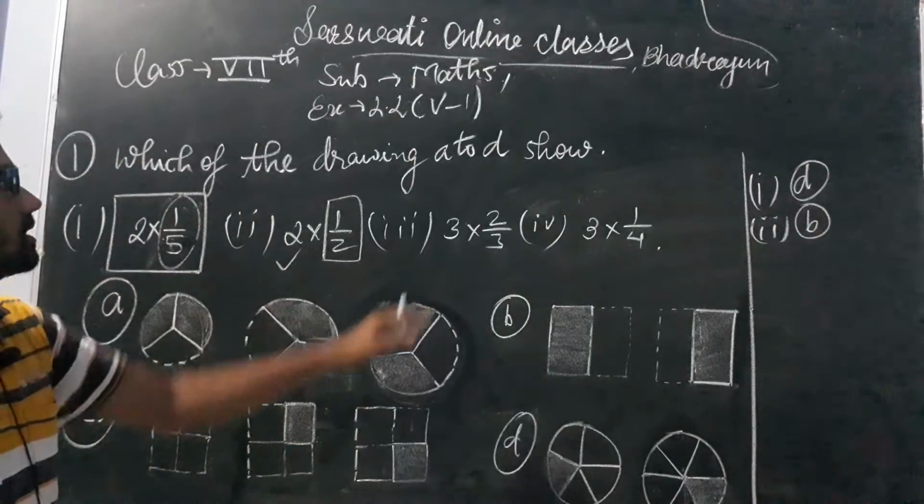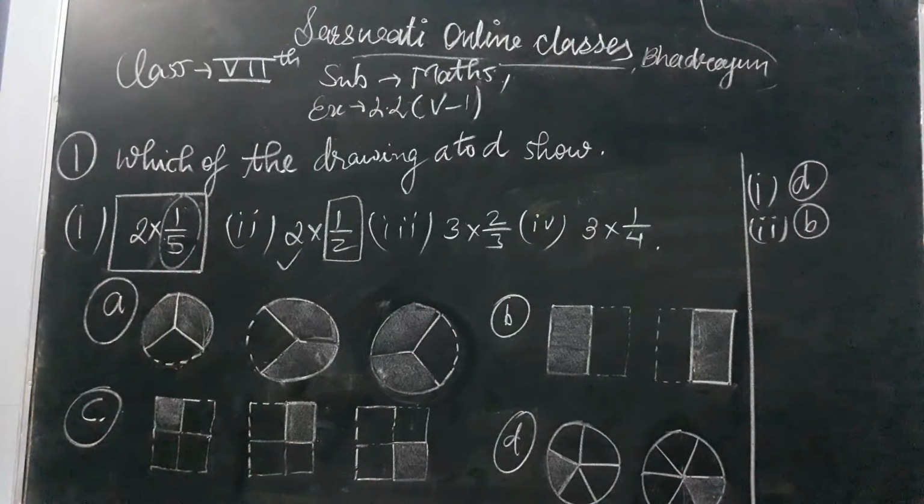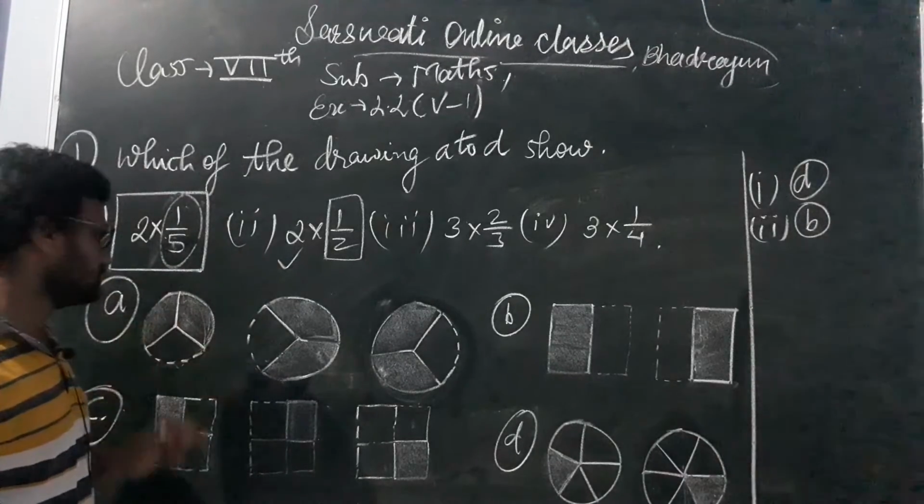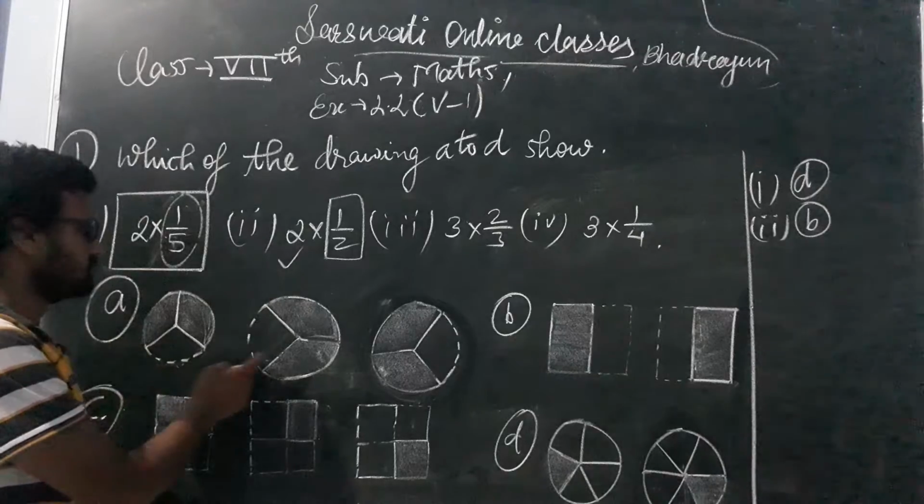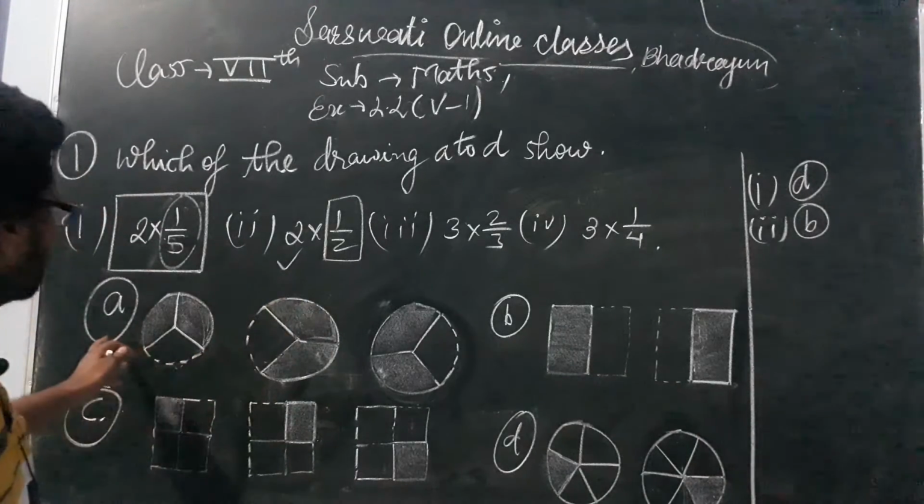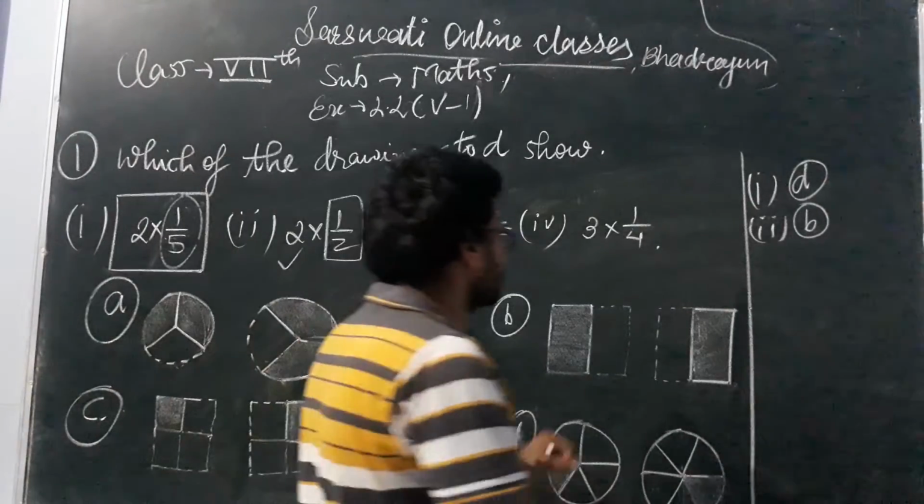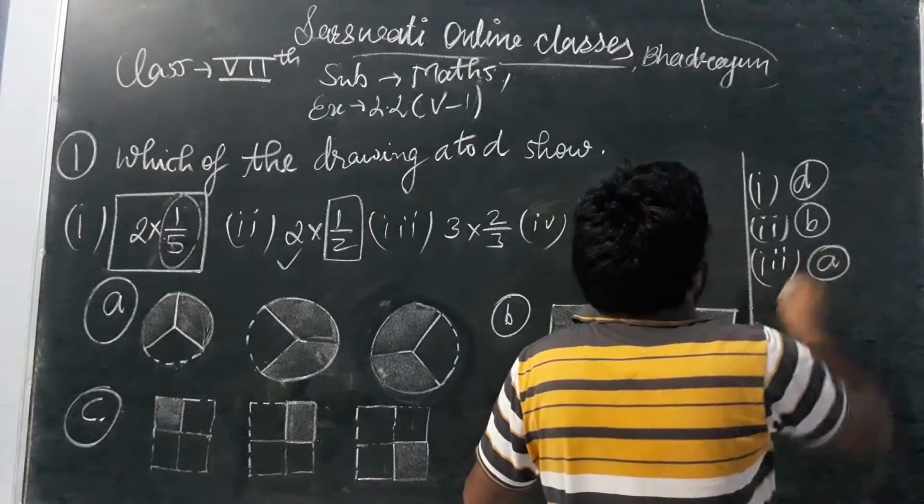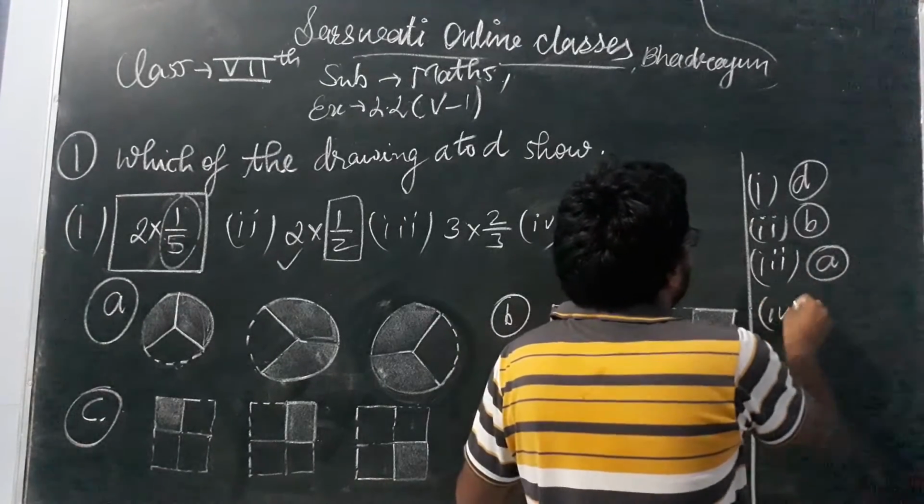Third one is 3 into 2 by 3. Now here we are seeing these are 2 out of 3. This is 2 by 3 and this is 3 times. So here we are seeing our third part is matched with our part A. Okay. Fourth one is what?